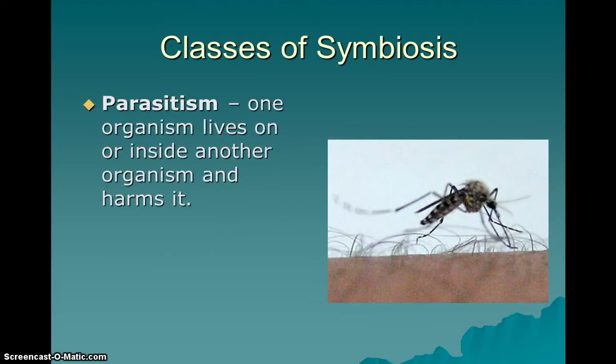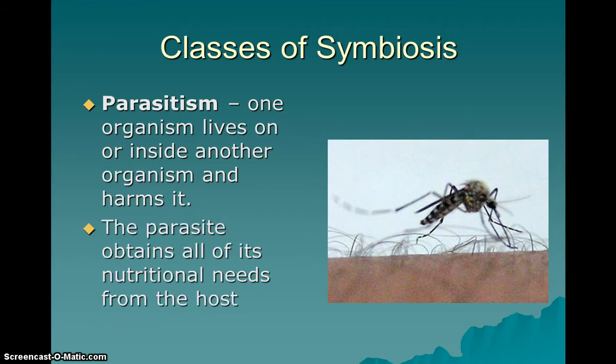And then we have parasitism, and that's when one organism lives on or inside another organism and harms it. A parasite obtains all of its nutrients from its host.